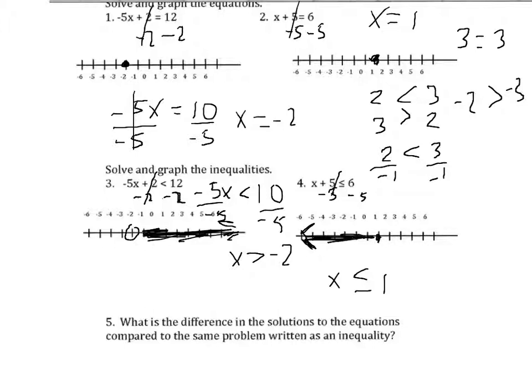So what's the difference in the solutions to the equations compared to the same problem written as an inequality? Well, the inequality represents several solutions, and that's why we show the shading. Along with closed circles, we'll also include the solution.